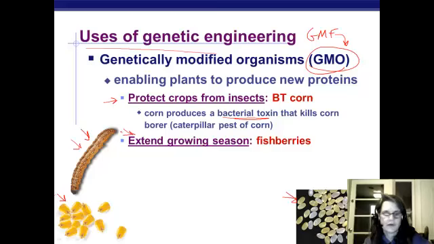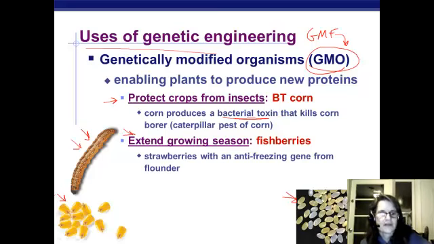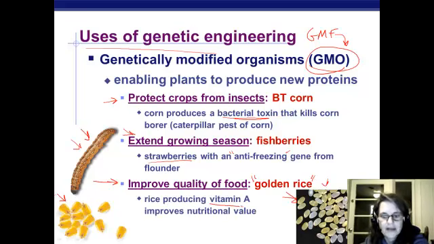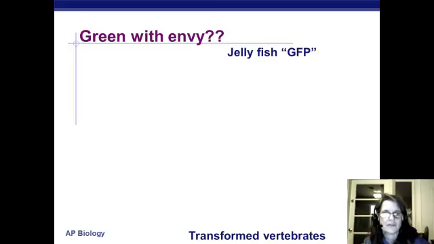We can engineer plants to extend the growing season. For example, strawberries that have a kind of antifreeze gene from flounder can be grown when it is generally too cold to grow normal strawberries. Improving food quality is of huge importance in places that are struggling to have enough food to feed the people that live there, developing countries. This idea of golden rice has a higher nutrient concentration, producing vitamins that are not found in large amounts in normal rice, and thus making it higher nutritional value.